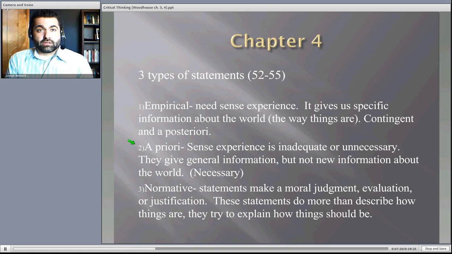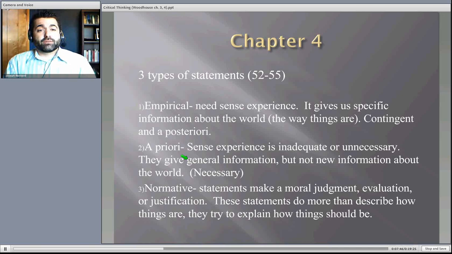An empirical claim might be that triangle on your desk is red. That's a specific piece of information, contingently true about a specific triangle sitting on the desk. But all triangles have 3 sides is not an empirical claim. It's more of an a priori definitional claim, right? So they often give us generalized information, but not new and specific information about the actual world.